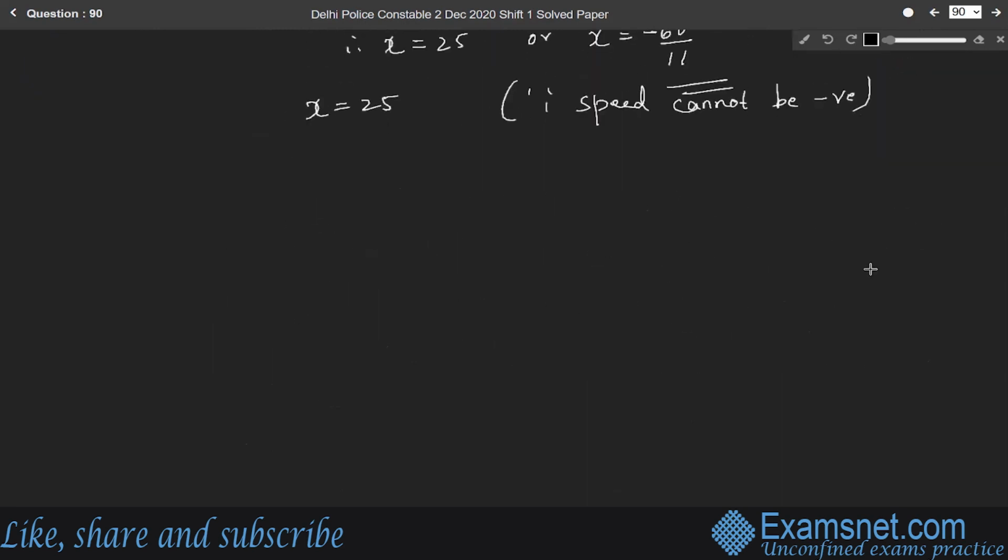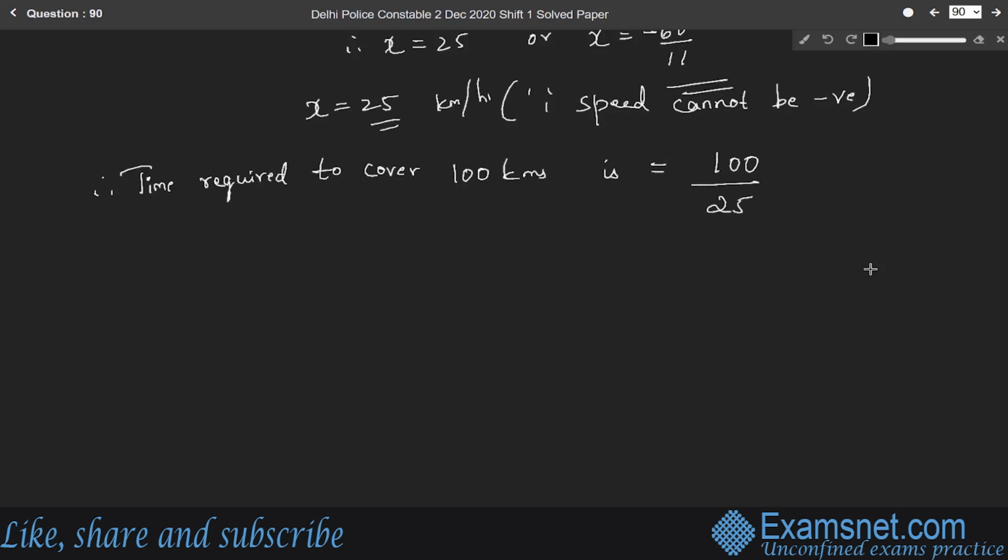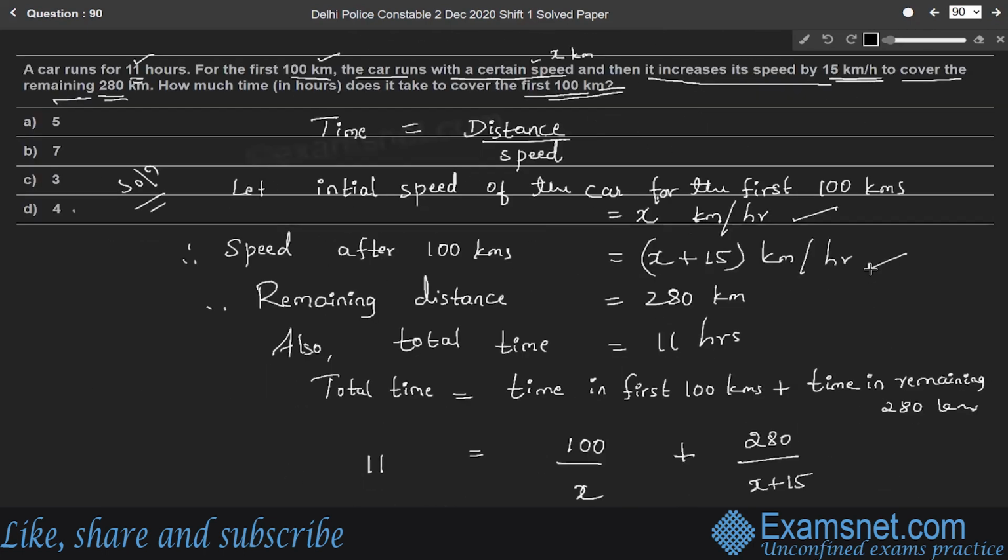Therefore, time required to cover 100 kilometers is, so time is equal to distance by speed. Distance is 100 and the speed is 25 kilometers per hour, which is equal to 100 by 25 is 4. So the time is 4 hours. Therefore, the answer is option D.